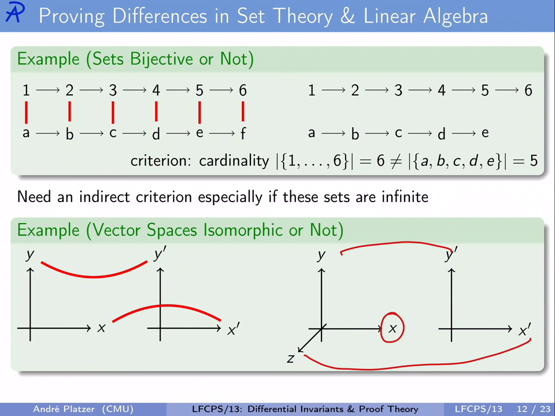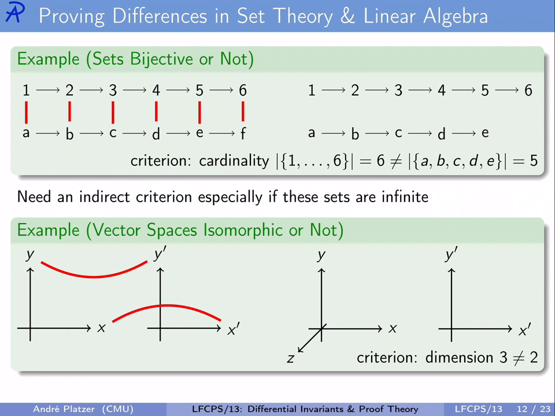Because, again, we need to prove that no isomorphism exists between the two, so we find an indirect criterion, the dimension. This is a three-dimensional vector space, and that over here is a two-dimensional vector space. And because dimension is preserved when we're following vector isomorphisms, the two can't have been isomorphic because the dimension of this one is smaller than the dimension of that one. That's an indirect argument why no isomorphism exists.